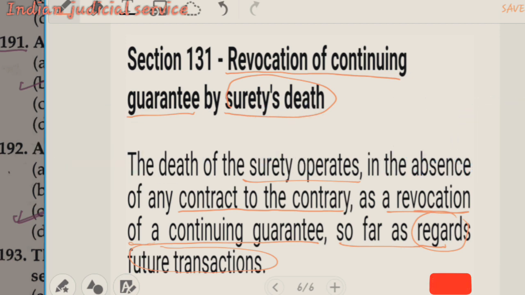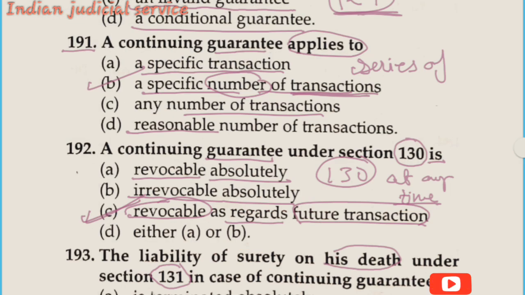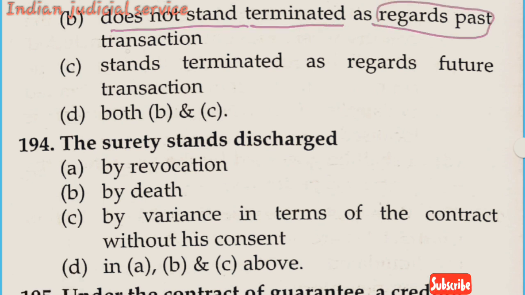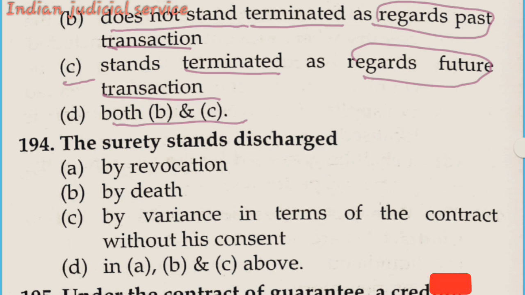Now come to the question here. Option A, it terminates absolutely. Option B, does not stand determined as regards past transactions. Option C, it stands terminated as regards future transactions, and option D, both B and C. So it is clear here: on the death of the surety, the continuing guarantee is revoked so far as future transactions are concerned. So the answer here is option C.